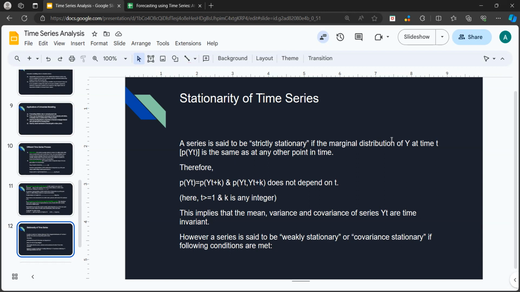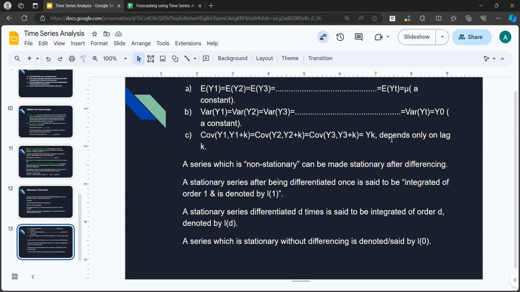So what is covariance stationary? It has some conditions, and if the time series follows these conditions, then we call that series covariance stationary. So what are those conditions? These are the conditions. You know what E is? E means expectation value, it's a kind of mean. So the expectation of y1, y2, y3 up to yt should be mu, meaning a constant.